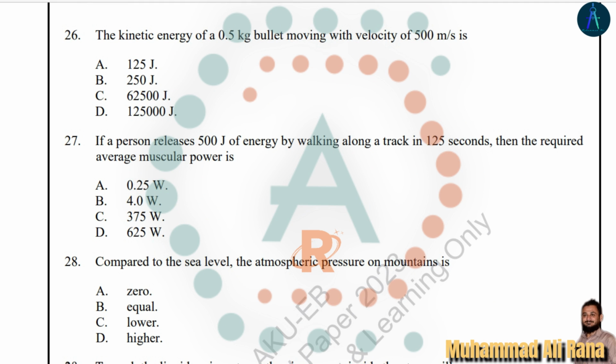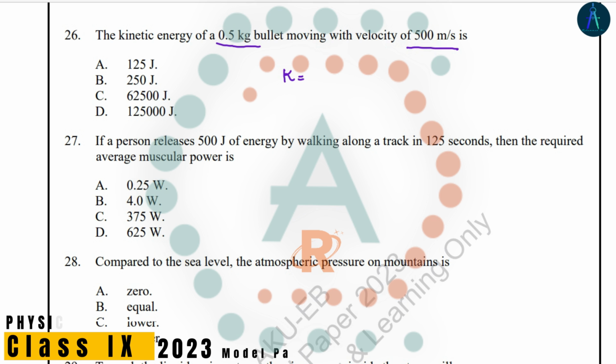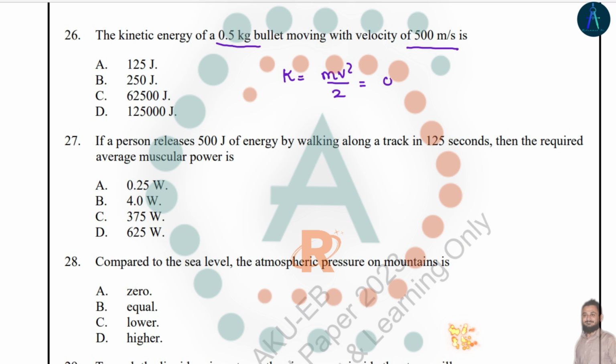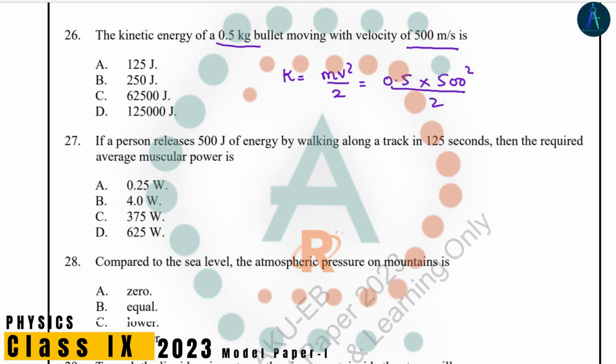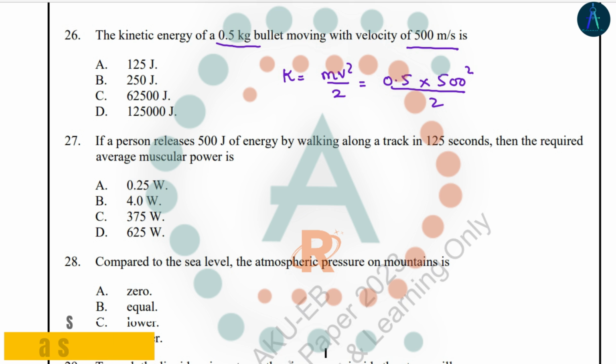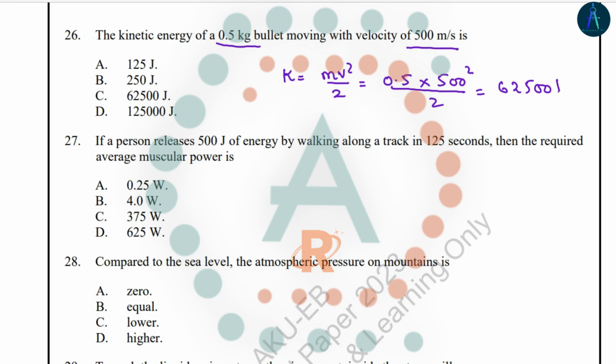The kinetic energy of a 0.5 kilogram bullet moving with a velocity of 500 meters per second. So the kinetic energy is equal to mv squared divided by 2. So the mass is 0.5, velocity squared will become 500 squared, and divided by 2. So let's multiply 0.5 by 500 squared over 2. So the correct answer will be 62,500 joules. So the right answer will be option C.